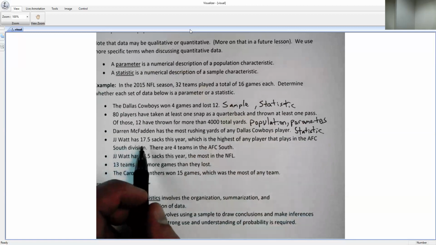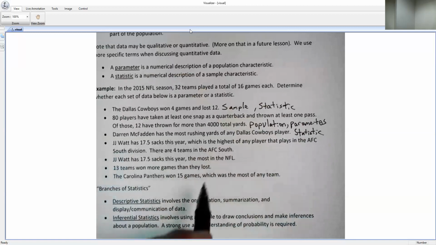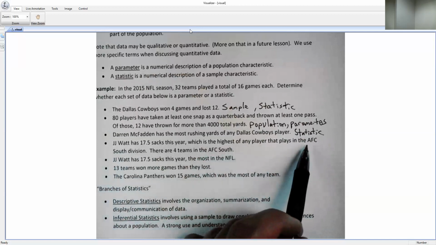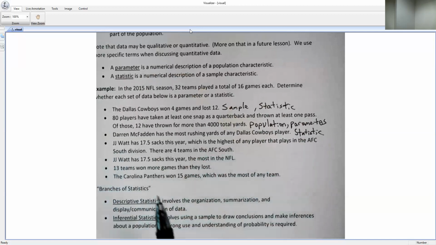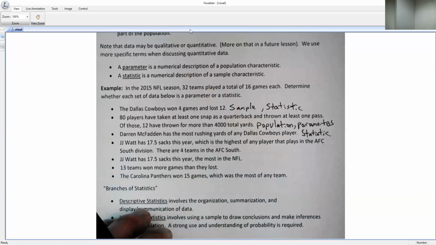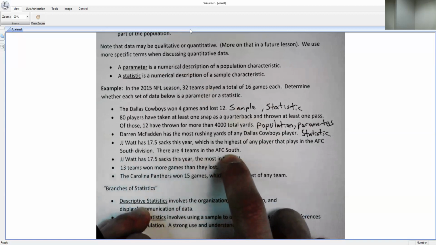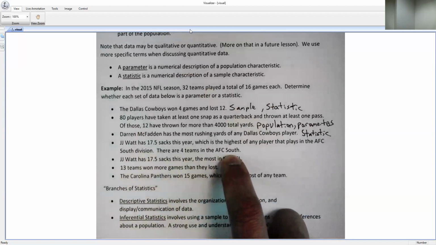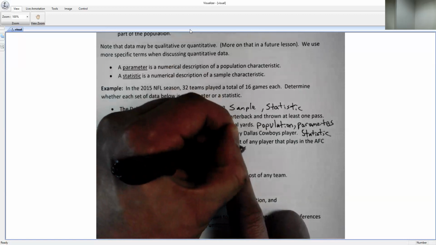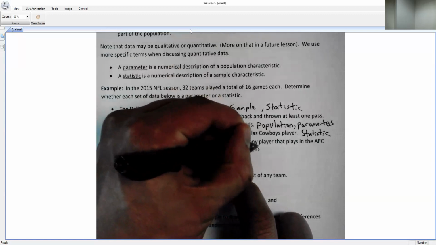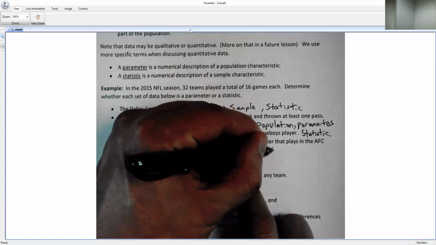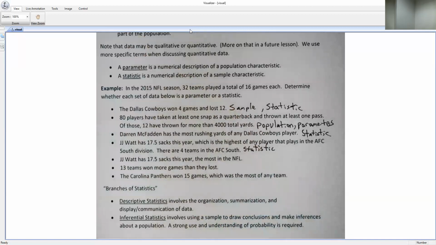J.J. Watt has 17.5 sacks this year, which is the highest of any player that plays in the AFC South. And for those of you who are not football fans, the AFC South has 4 teams. So when we're talking about the AFC South, we're talking about 4 teams. Well, four teams is not all 32 teams, right? Not measured something about the entire season. So again, for that reason, this would be a statistic. Okay, we're not measuring the entire population. We're only measuring a sample.